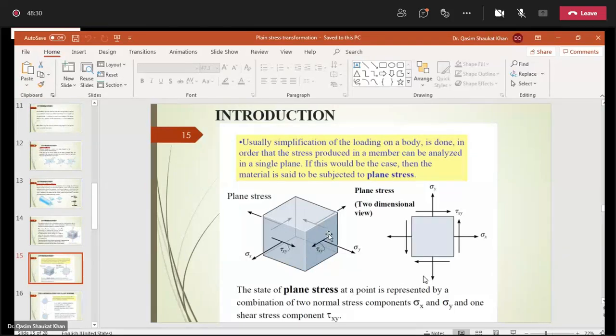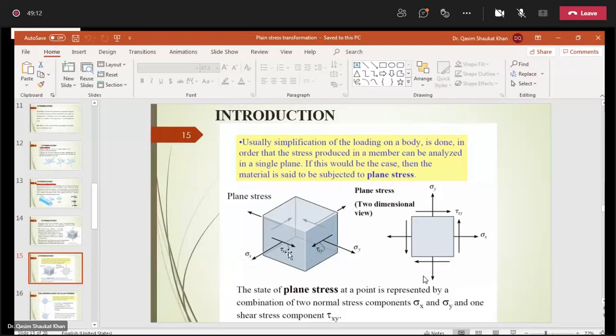You can see whatever stress is acting over here, the same normal and shear stress is acting on the opposite face. Similarly, whatever normal and shear stress, sigma x and tau xy, is acting on the front face, the same will be acting on the back face. Fine. So these are complementary stresses. Their magnitudes are the same, only their directions are different.